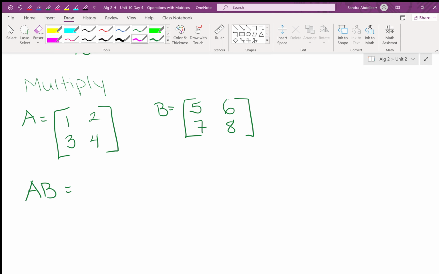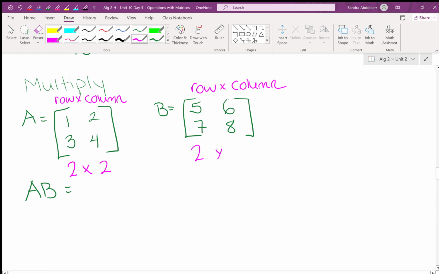So before we multiply, what we want to do is identify the dimensions of each matrix. So matrix A, remember it's always row by column. That's how we identify the dimensions of a matrix. So how many rows? 2. How many columns? 2. What about the second one? 2 by 2.